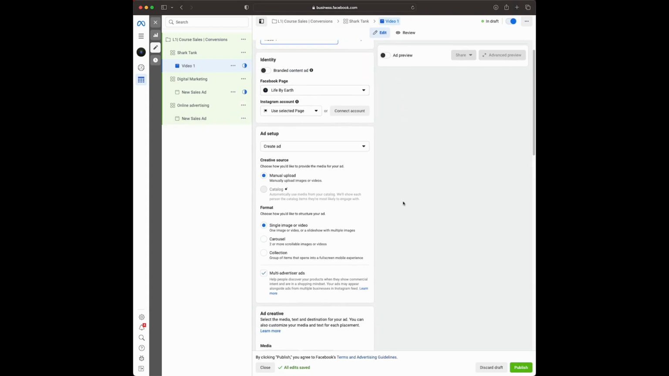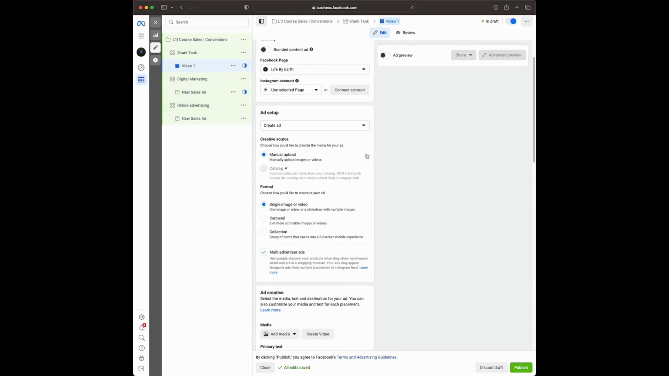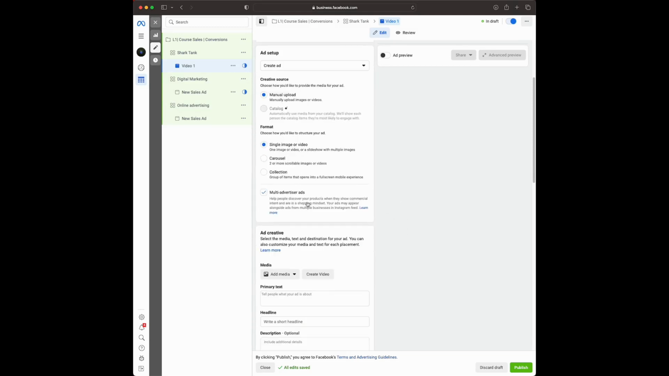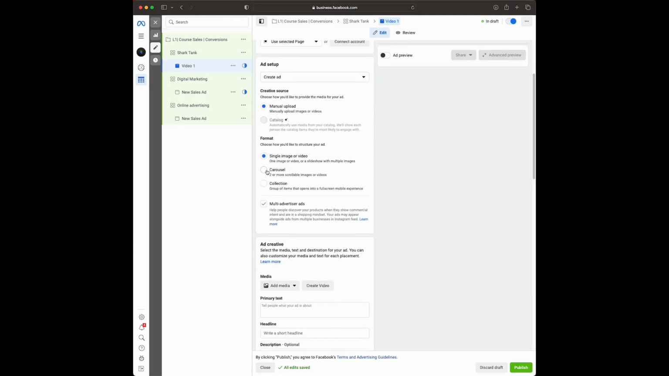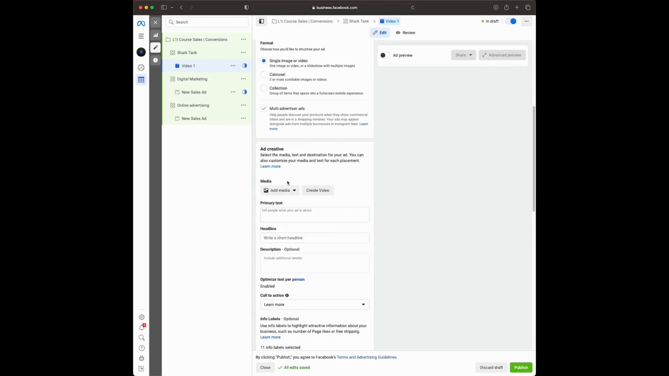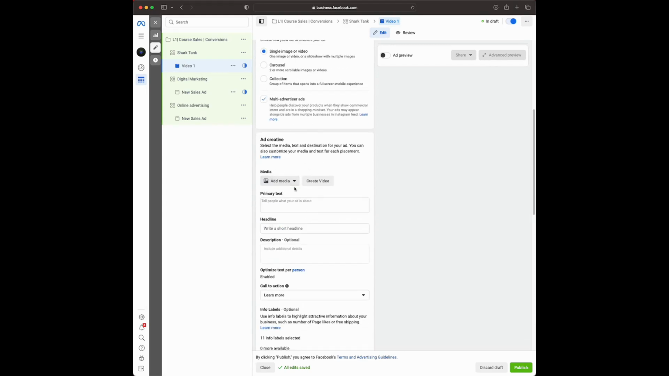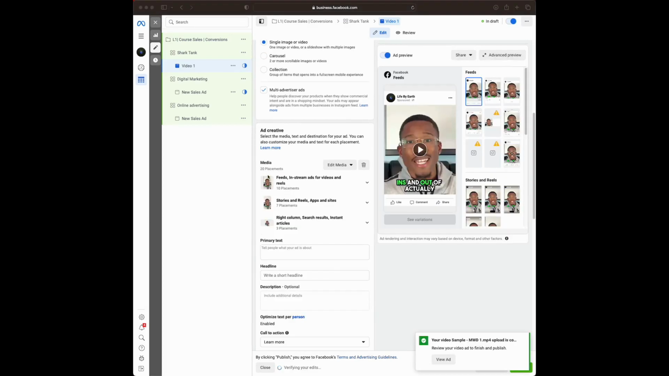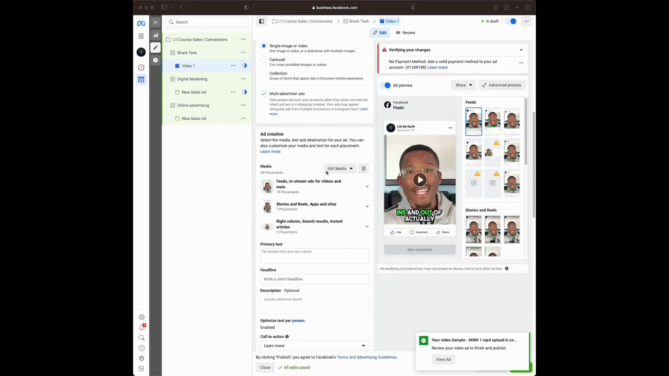Select your Facebook page. You're going to select your Instagram account. For ad setup, going to do manual upload, single image or video. If you have more and you want to do carousel, you can do that as well. Going down to add creative, this is where you actually add the media and add your text and add your headlines and stuff like that. So we added our video right here. This is just a little test video that we're using as a placeholder.